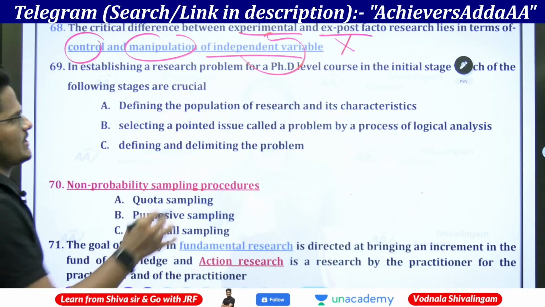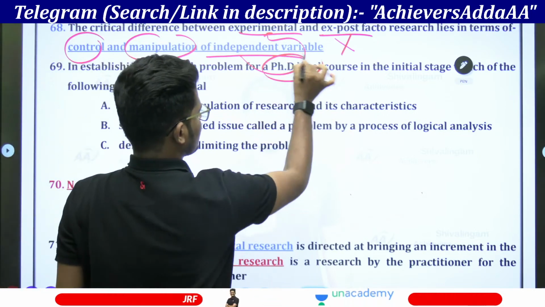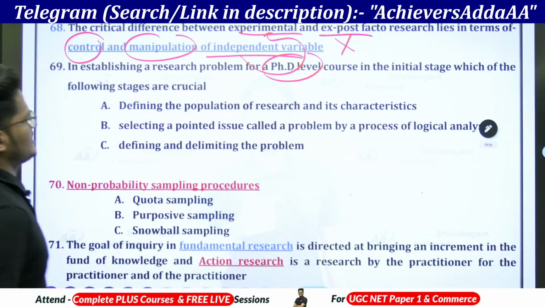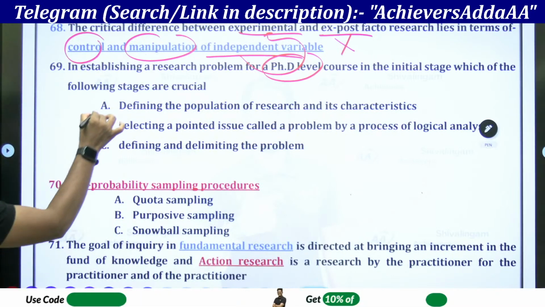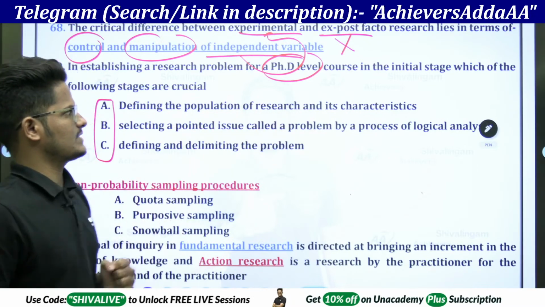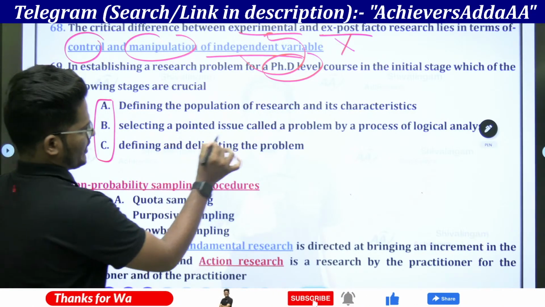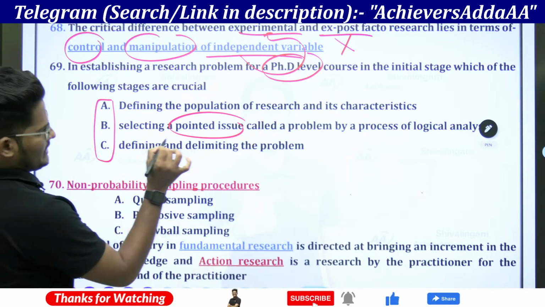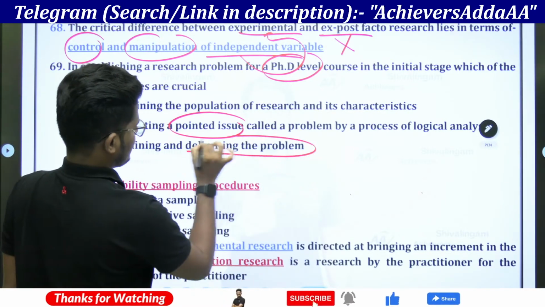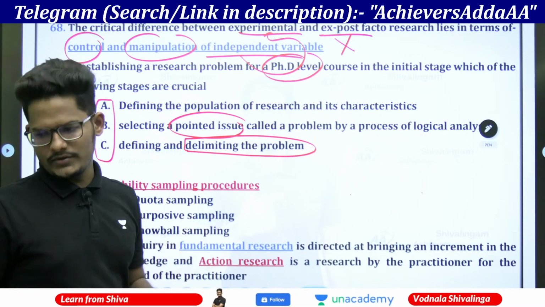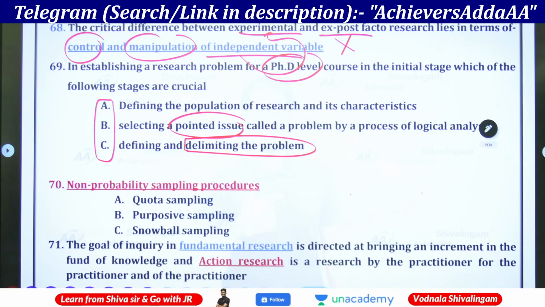In establishing a research problem for the PhD level course, in the initial stage, which of the following stages are crucial? Out of that, these 3 stages are crucial. That is defining the population of the research and its characteristics, selecting a pointed issue, which means a burning issue, and defining and delimiting the problem. Delimitation means creating a scope of the problem.